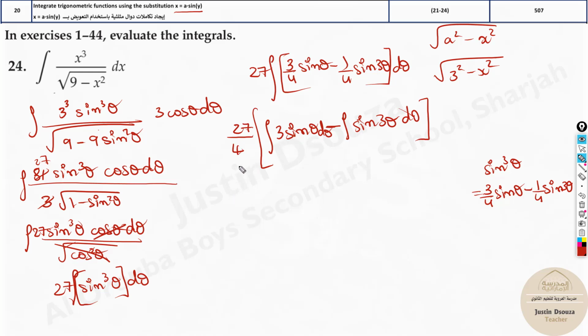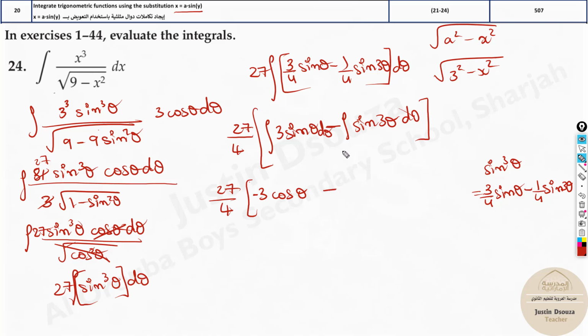Here, the first one is pretty simple. What is the formula? It will be 3 minus 3 cosine theta, then plus c. We will write the c together at the end because there are two terms. Okay, this is the first term. Straightforward, there's no problem over here.